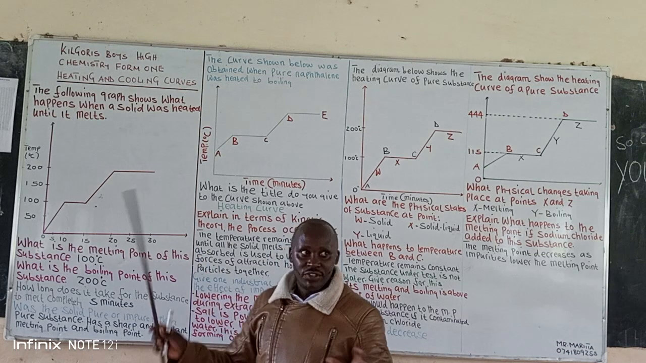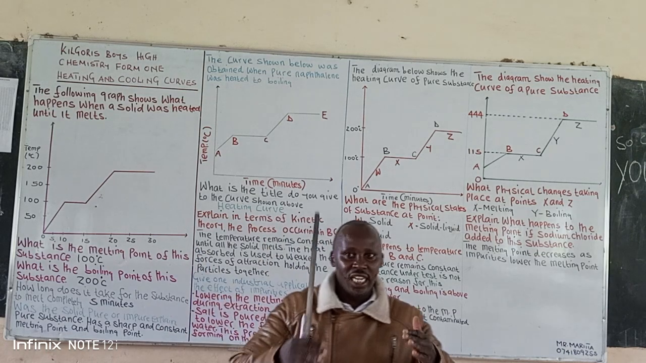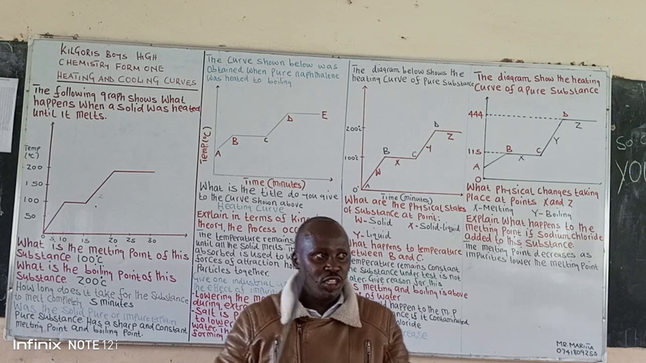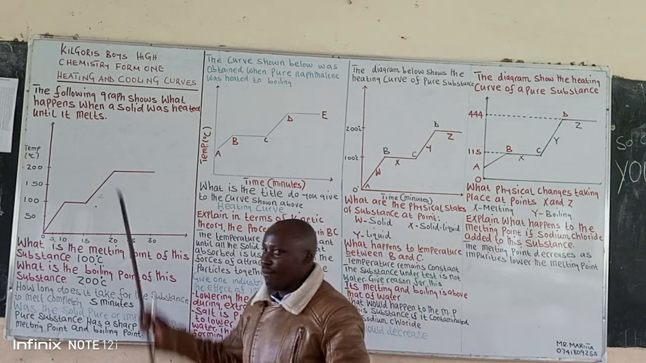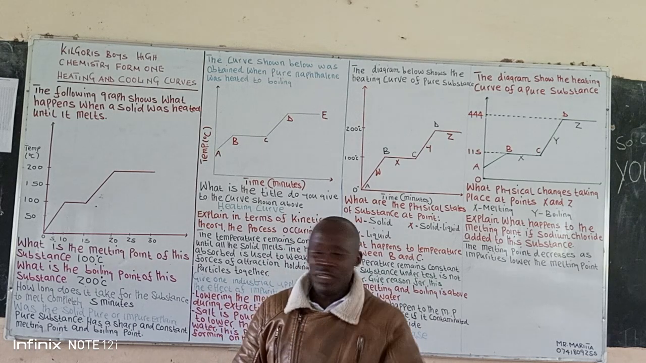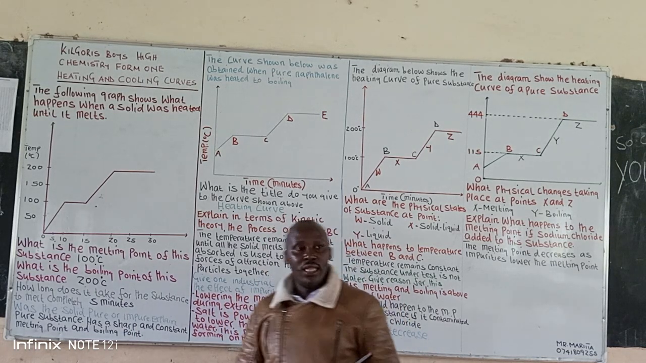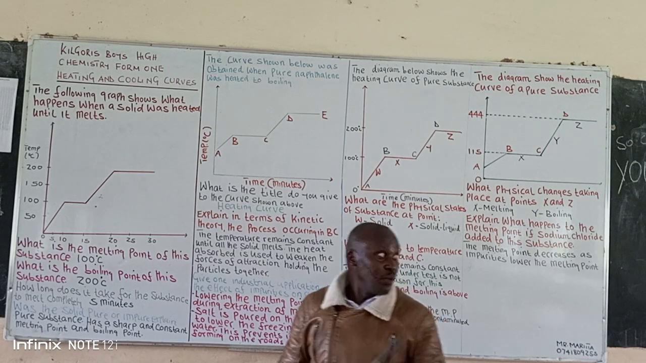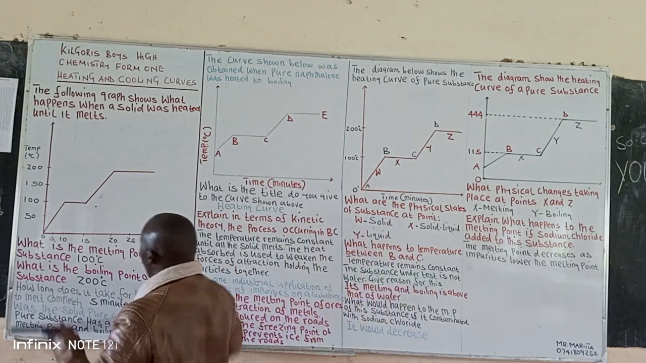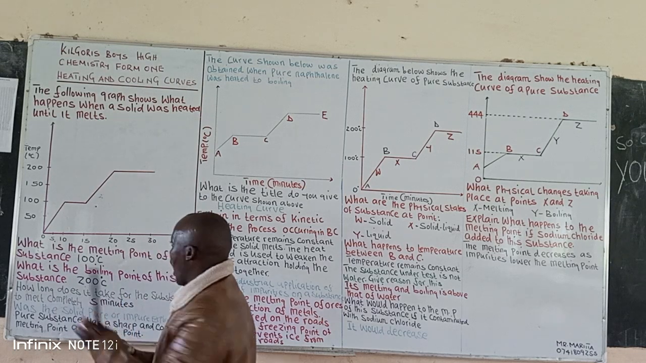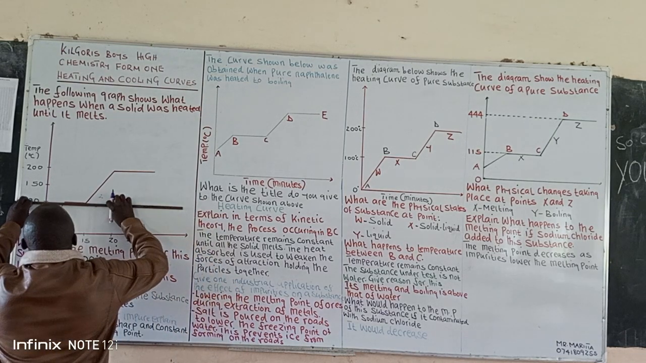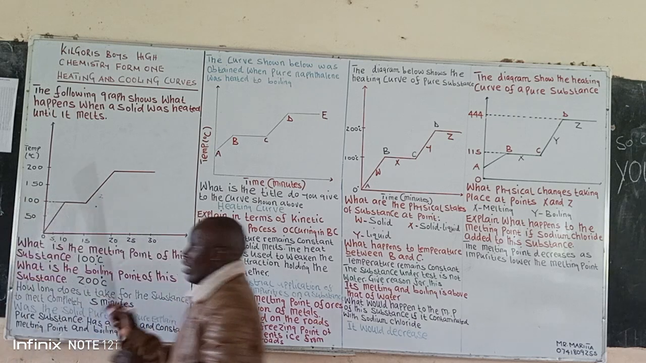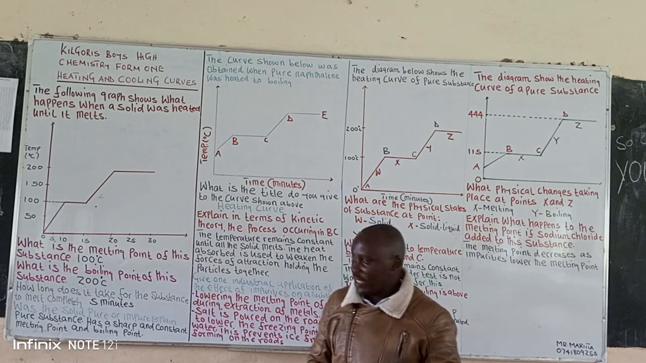This curve normally represents the heating of a pure solid. Pure solids normally have sharp melting and boiling points. So what is the melting point of this substance? As you can see, it just melts at 100 degrees. This is where we have the melting point of this substance.